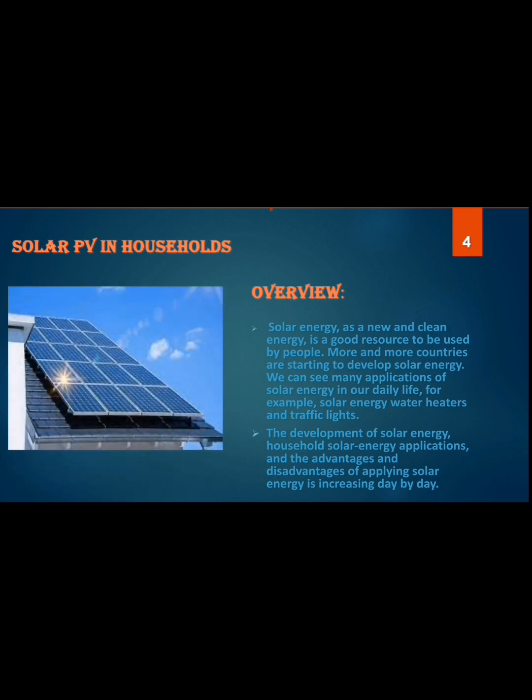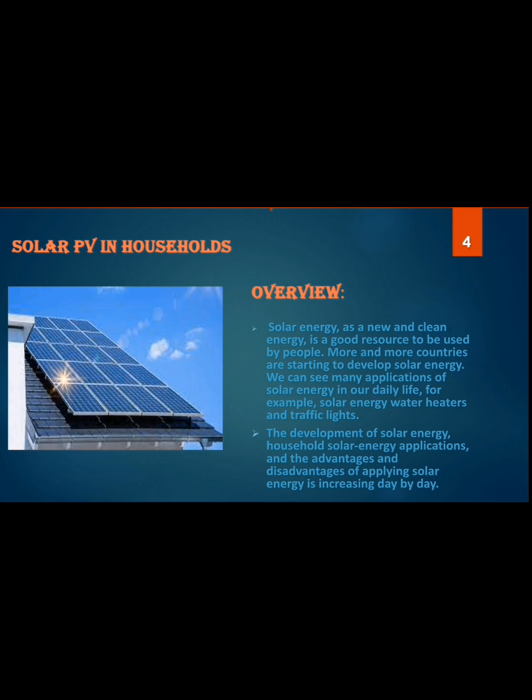First of all, we will overview the topic. Let's see what is there in overview. Solar energy is a good resource and clean energy to be used by people. Nowadays, most of the countries are developing solar energy because solar energy is a renewable type of energy. That's why in day-to-day life, we can see solar energy is used in the form of water heaters, calculators, traffic lights, solar electric vehicle charging, etc. These are some appliances where solar energy is used.